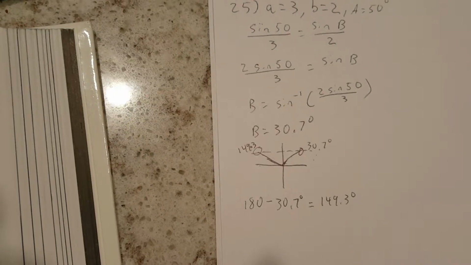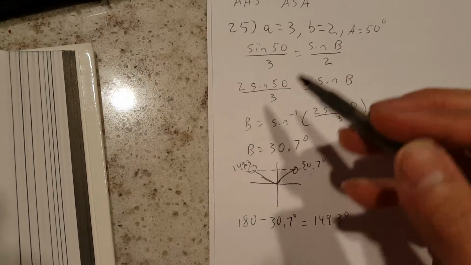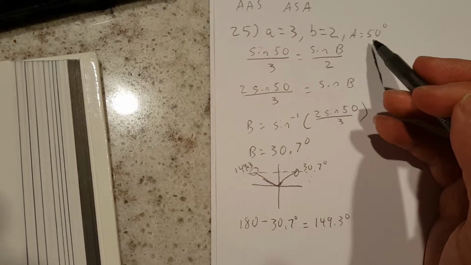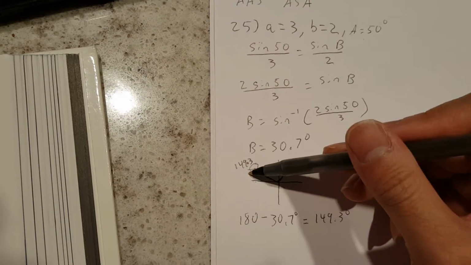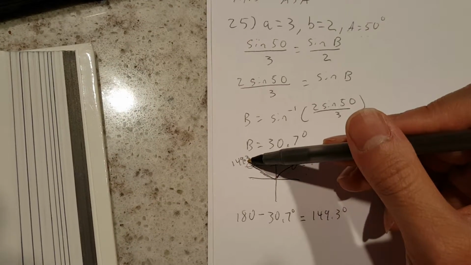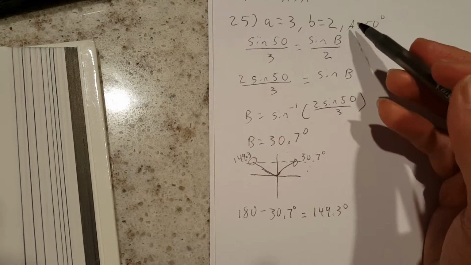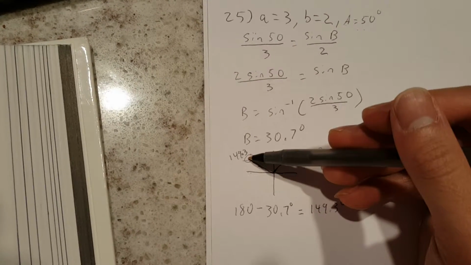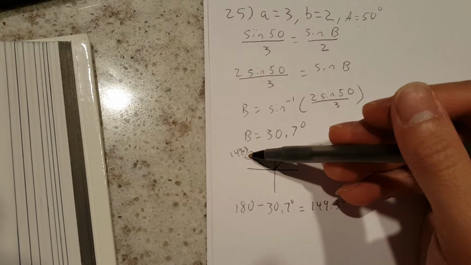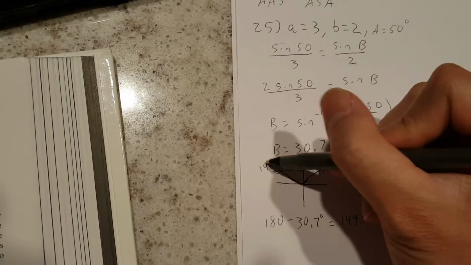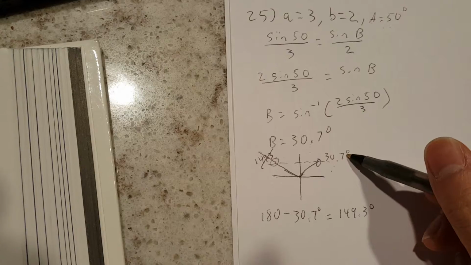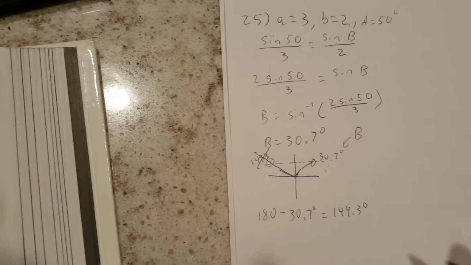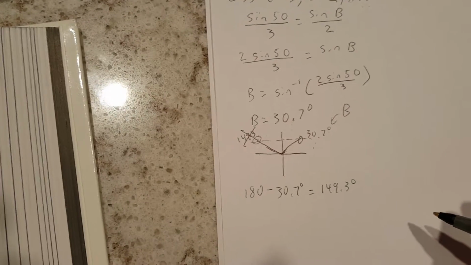Now, the way to check if you have two solutions or not is to check your original problem. A equals 50. Well, if A equals 50 and B is 149.3, then 149.3 plus 50 is 199.3, and that is over 180. So we're not able to have a triangle there. So this one doesn't work. This is our angle B, and there's only going to be one solution here.